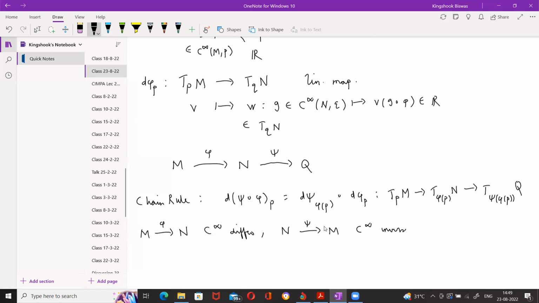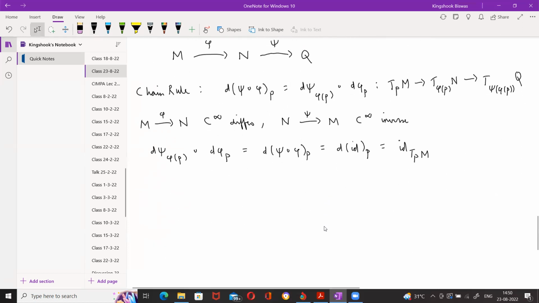So then by the chain rule, D psi at phi of P composed with D phi at P will be the derivative of psi composed with phi at P, which is the derivative of the identity. And the derivative of the identity is easily seen to be just the identity of the tangent space, TPM. Right? Okay. So that means that for a diffeomorphism, its derivative will be an isomorphism at each point, right? Okay. So d phi P is an isomorphism for all P in M.